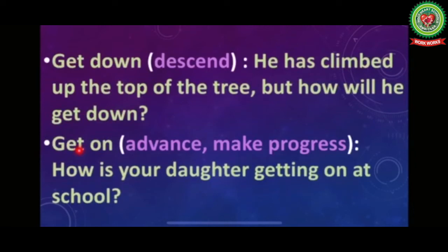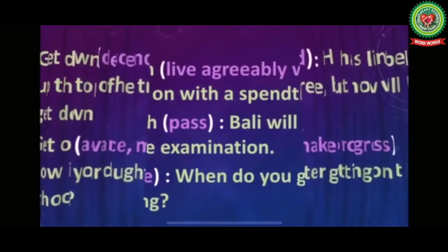Get on. Get on means advance, means make progress, means pragati karna. See the sentence, how is your daughter getting on at school? This means how is your daughter progressing at school? So instead of using the word progressing, make progress or advance, we may use the phrasal verb get on or getting on. I hope children you all are writing side by side Hindi as well as English meaning.